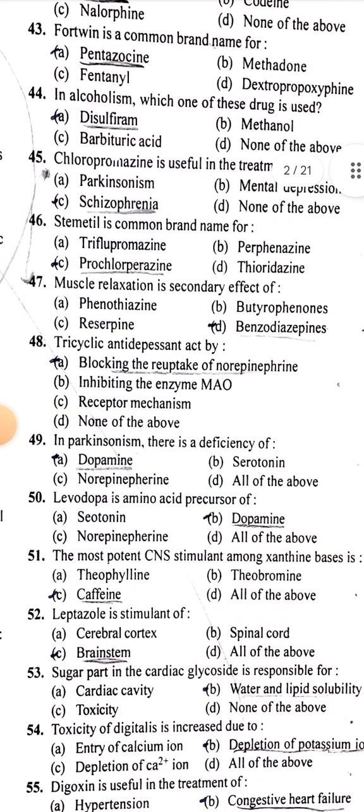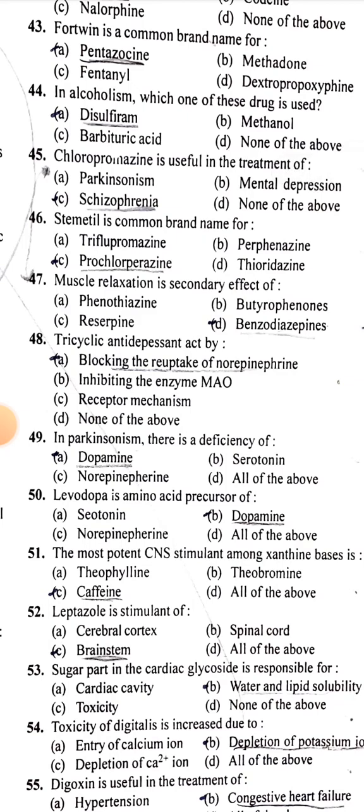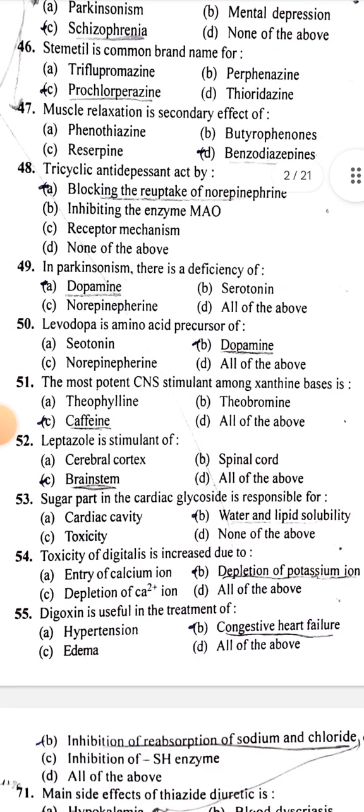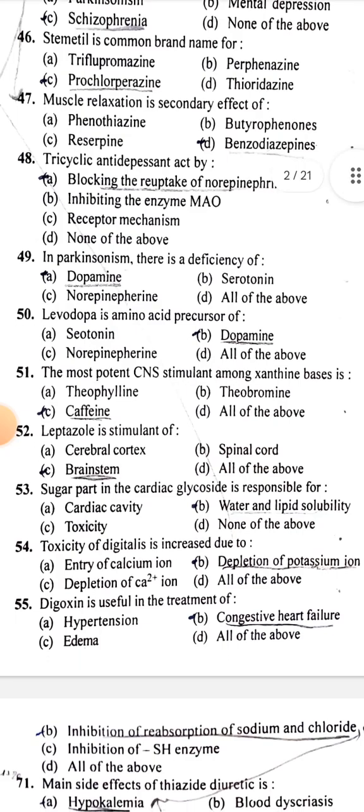In Parkinsonism, there is deficiency of dopamine. Levodopa is amino acid precursor of dopamine. The most potent CNS stimulant among xanthine bases is caffeine. Leptazole is a stimulant of brainstem. Sugar part in cardiac glycoside is responsible for water and lipid solubility. Toxicity of digitalis is increased due to depletion of potassium ion. Digoxin is useful in treatment of congestive heart failure.